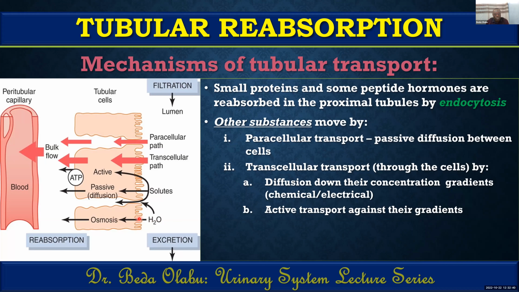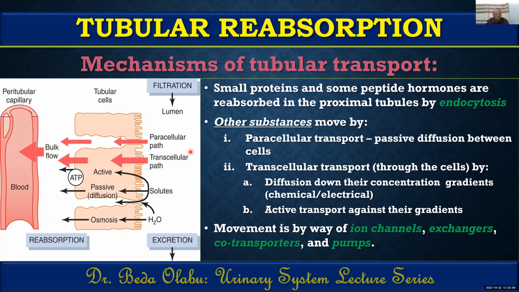Water also uses both the paracellular path as well as the transcellular path through osmosis. Remember, osmosis is simply diffusion of water molecules. Now, for substances to move through various routes, either through the cell or between cells, they can either use ion channels, exchangers, co-transporters, or pumps. Pumps are the ones that transport substances against their concentration gradients, so they use metabolic energy.